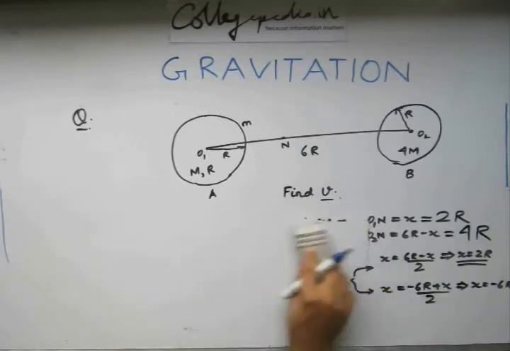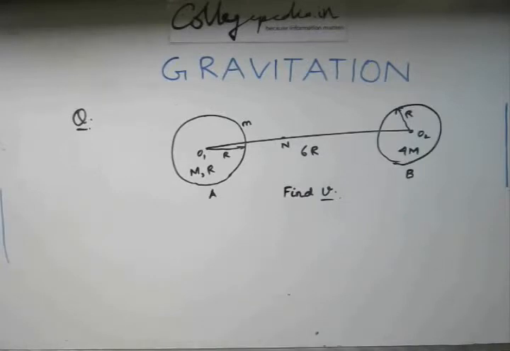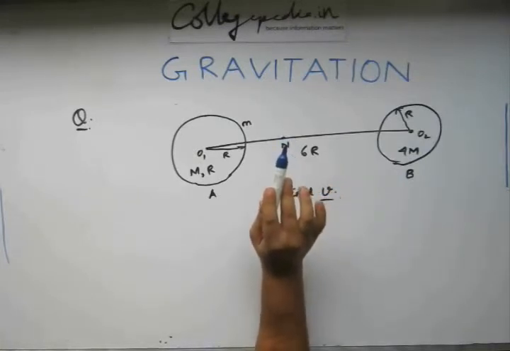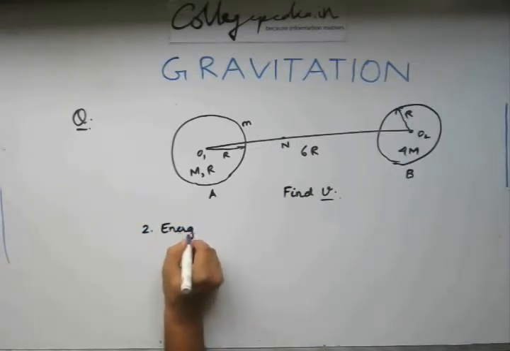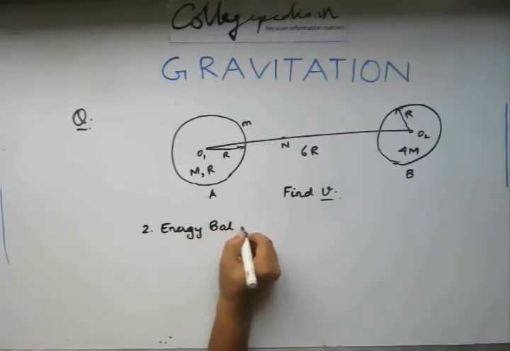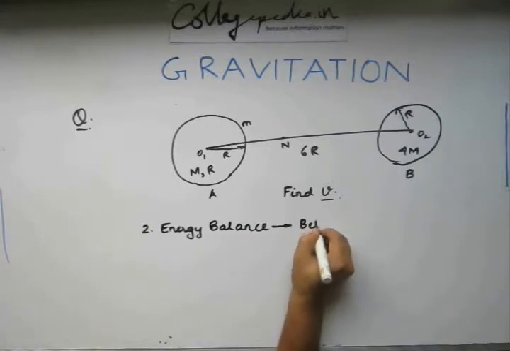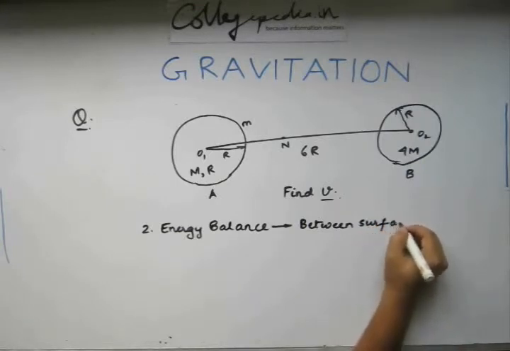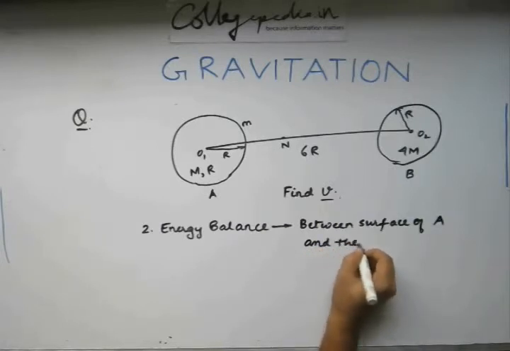Now, the next thing we need to do is energy balance. We require the body to just reach the neutral point, which is, the body should have zero velocity just at the neutral point. So the next step is energy balance between the surface of A and the neutral point.